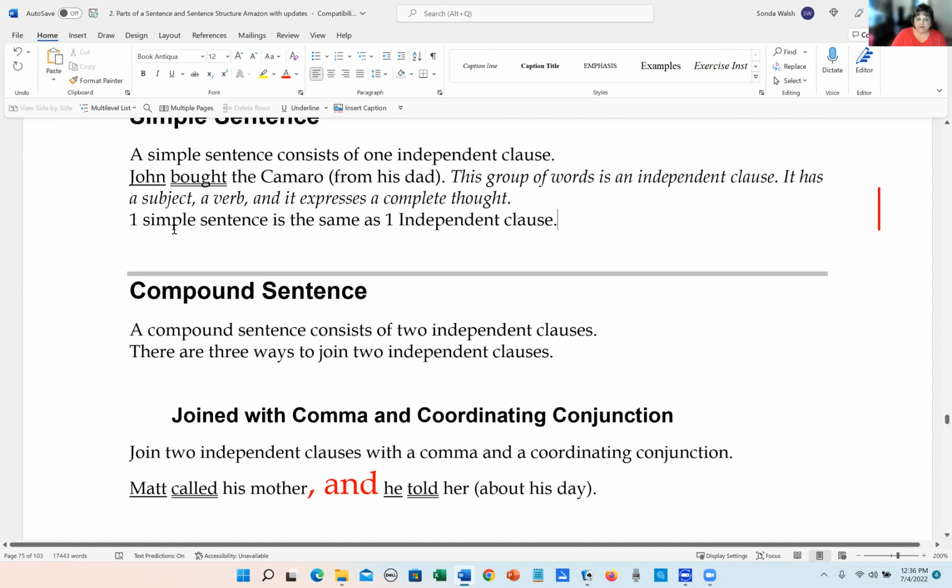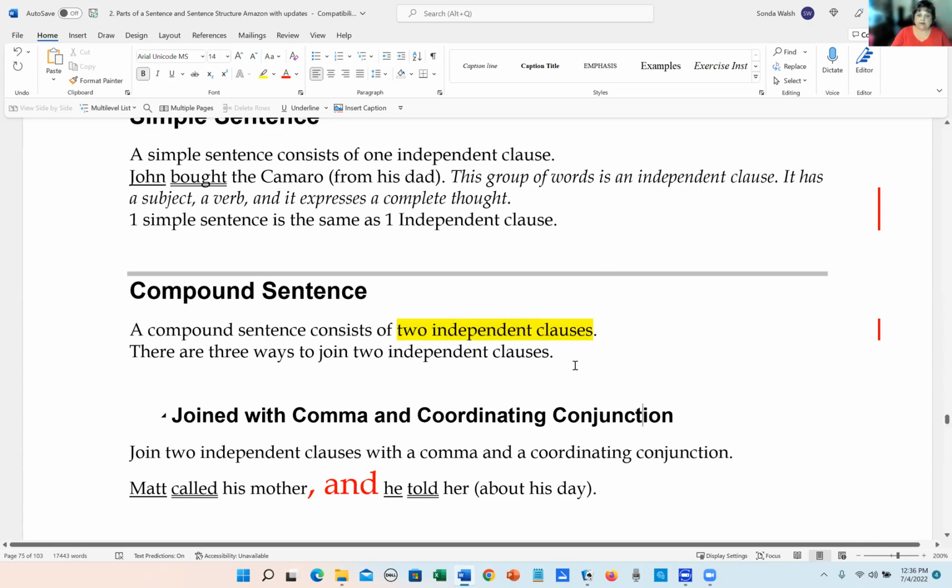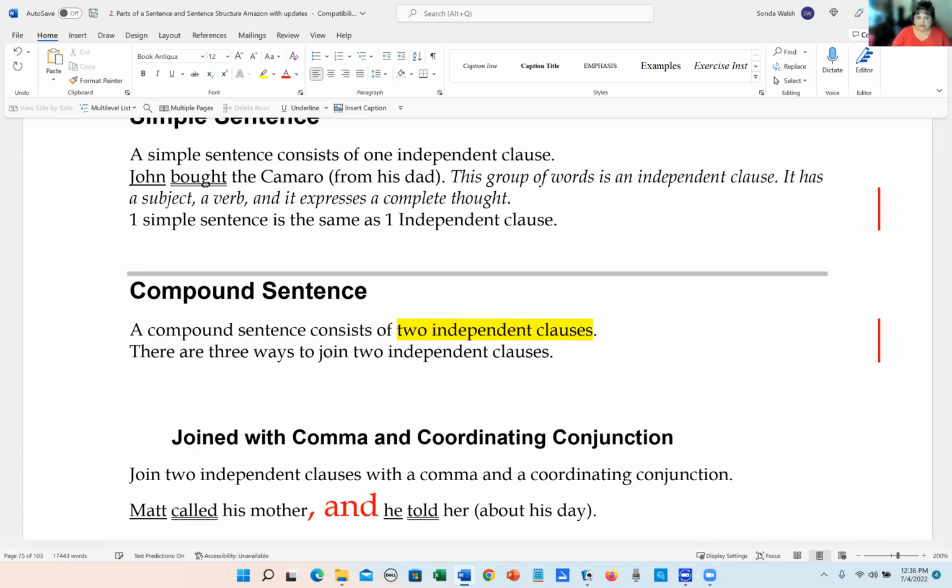Okay, now let's look at the compound sentence. The compound sentence is probably the most complex in punctuation because there's three different ways that you can join the two independent clauses. So a compound sentence consists of two independent clauses. Okay, but you don't ever just put two independent clauses together.